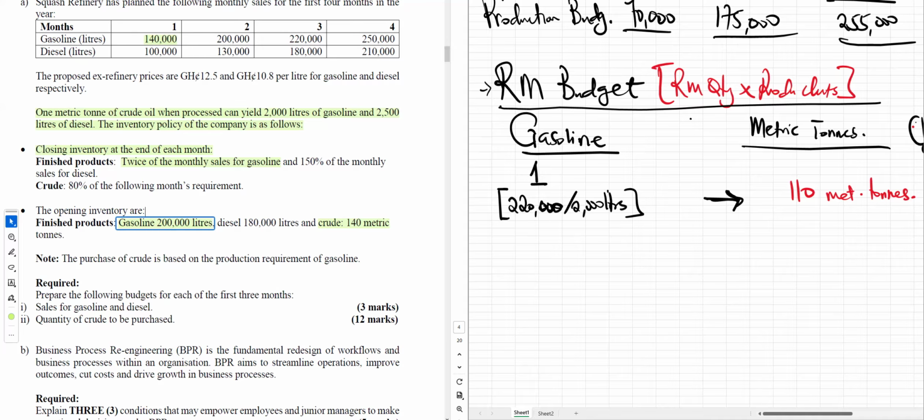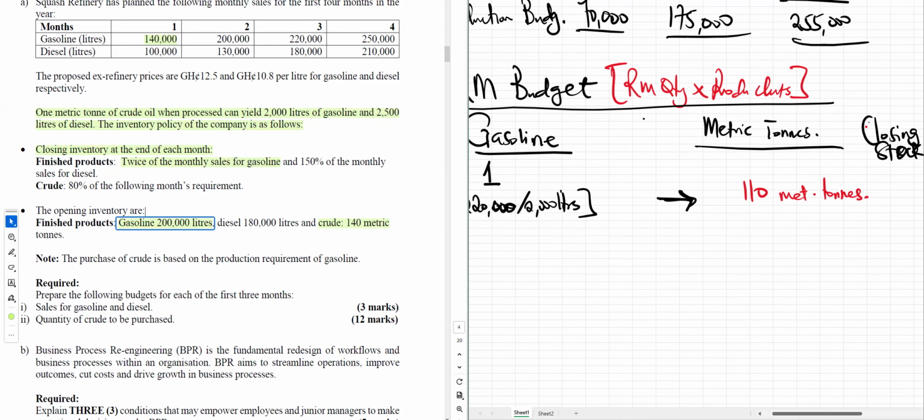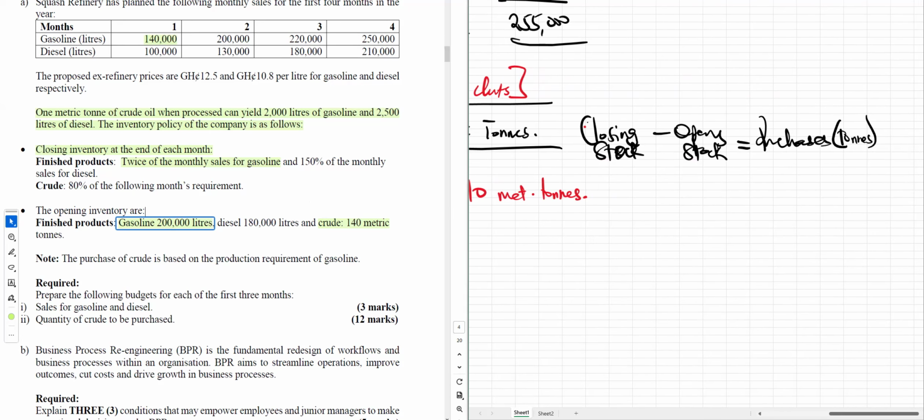Are we there? Yes, sir. Okay, you've gotten our usage, but let's add closing stock. What's the closing stock for crude oil? 80% of the following month requirement.